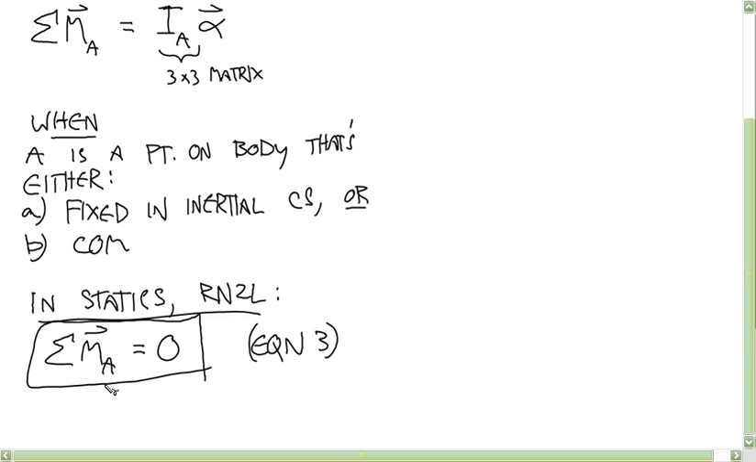Choose any about point you want, add up all the moments, and set them equal to 0, and that's all you need to use this equation. So let me summarize what we have for a rigid body.